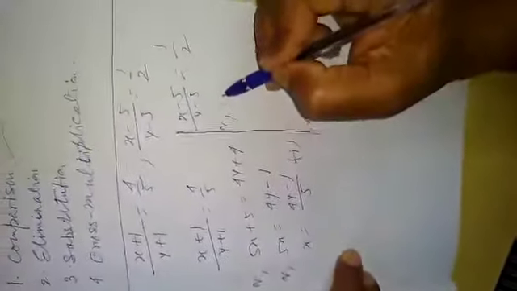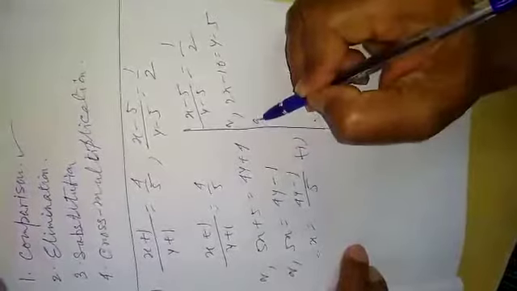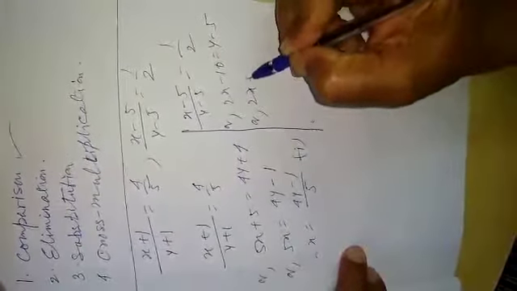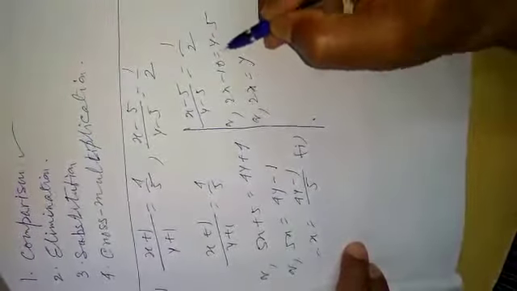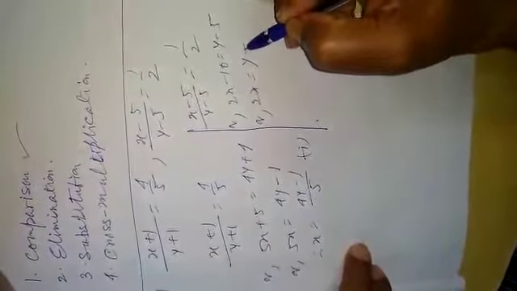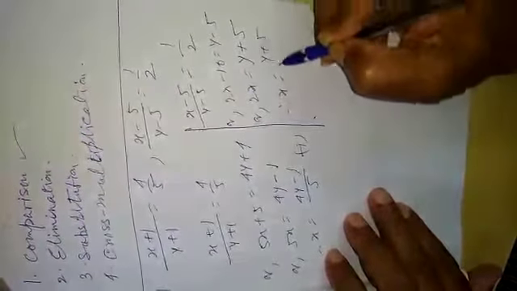2 into (x - 5), that is 2x - 10, equals (y - 5) into 1, that is y - 5. So 2x = y - 5 + 10, when the sign changes, that is y + 5. Therefore x = (y + 5)/2. That is equation number 2.